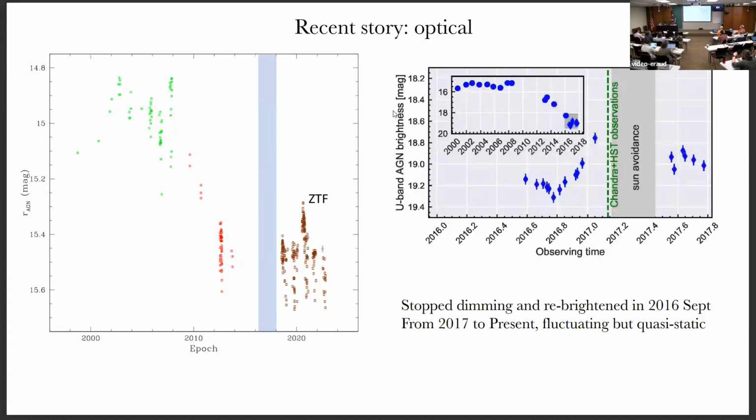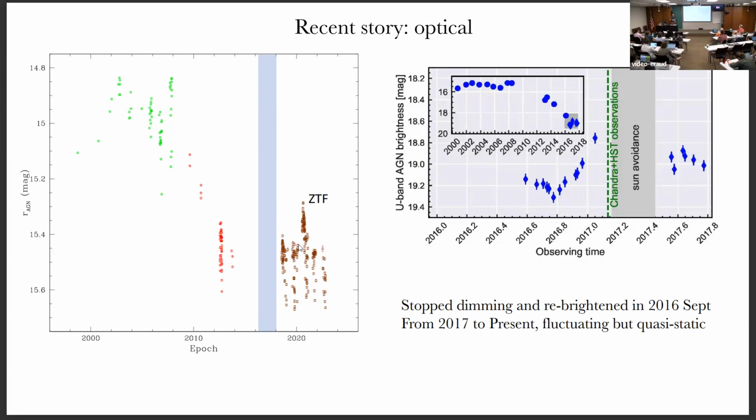Right, then I'm going to talk about the more recent story. After this, we could collect some more photometric data points from the ZTF here. And this shaded line is showing, in this zoom-in panel on the right-hand side, 2016 versus 2017 here. Okay, so the disk itself has become brighter, but it's not systematically increasing. It's more or less staying in what I would call a quasi-static state.